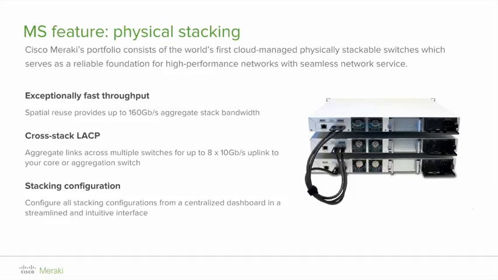functionality. With up to 8 stacked switches per wiring closet, all of which are managed through a single pane of glass, the Meraki dashboard. The dedicated stacking cable between switches in the stack provides up to 160 gigabits of stack bandwidth with spatial reuse, and links up to the core distribution layer. By using cross-stack LACP, throughput between network layers is maximized and all links are forwarding.